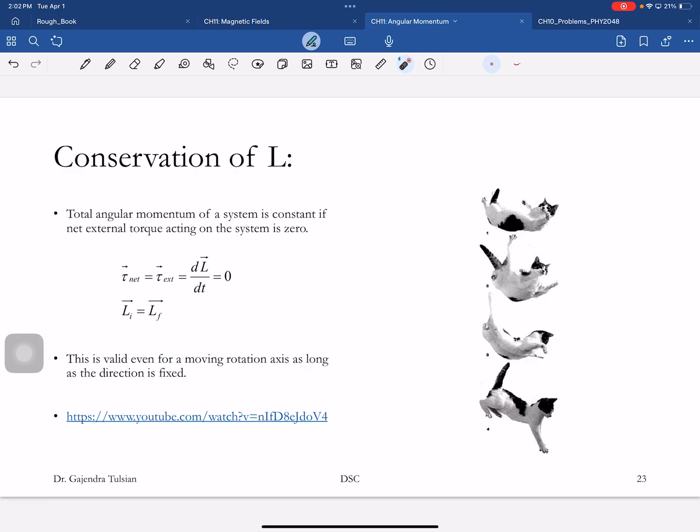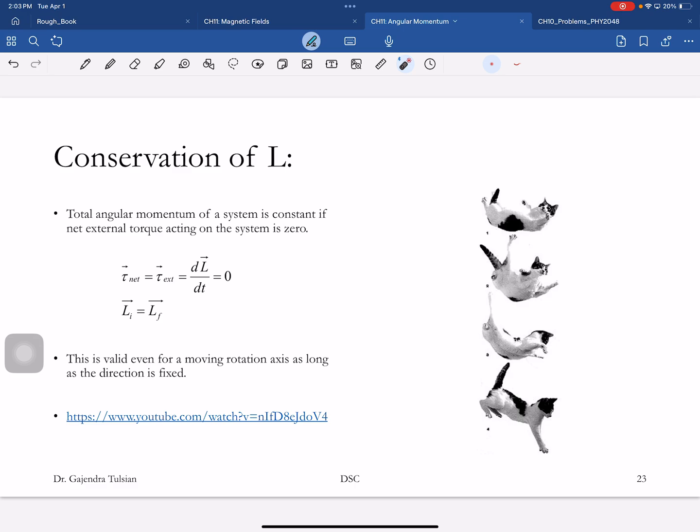If you have cats, you can do this fun stuff. We saw that the external torque is equal to dL by dt. And if the external torque is 0, dL by dt is 0, L is constant. The angular momentum of the system is constant if the external torque acting on the system is 0. Apparently this works. If you take a cat, hold it by its leg and not get scratched, and drop it from 3 feet, it'll land on its feet.